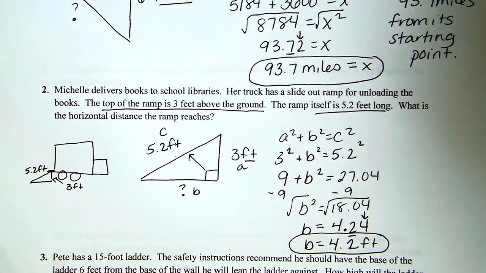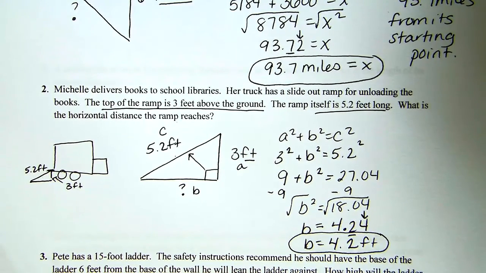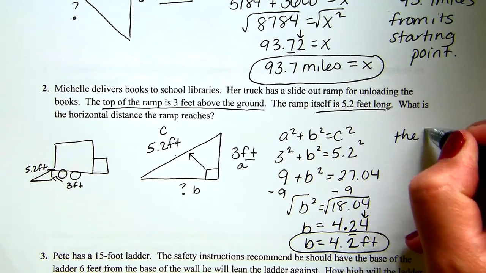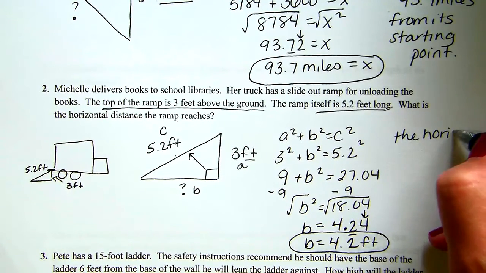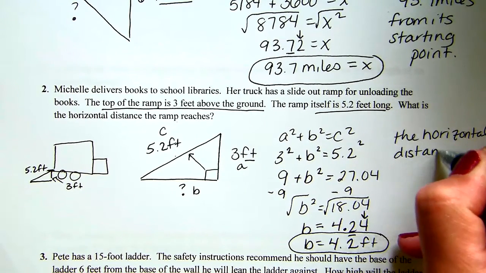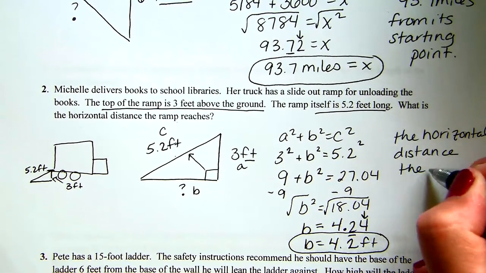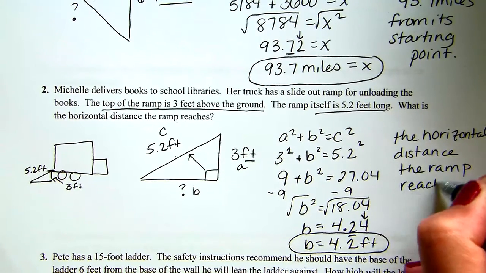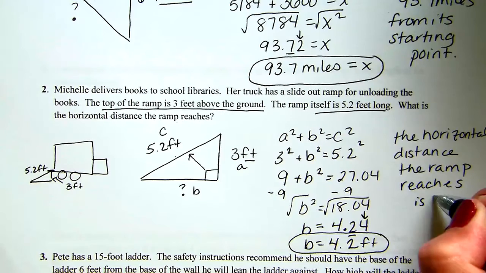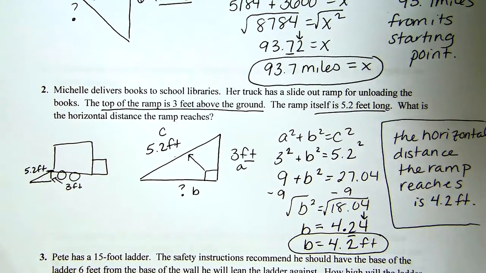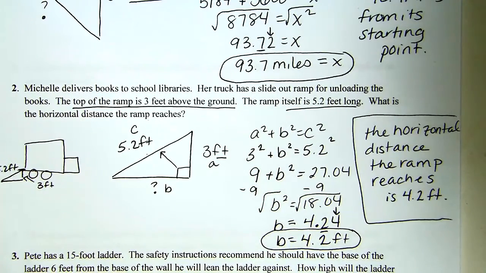Now, once again, we need to put this in a sentence. So we're going to state the horizontal distance the ramp reaches is 4.2 feet. And there we go. So again, the horizontal distance the ramp reaches is 4.2 feet.